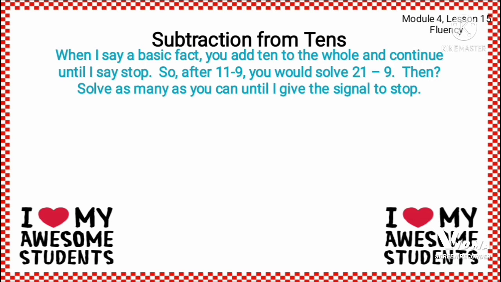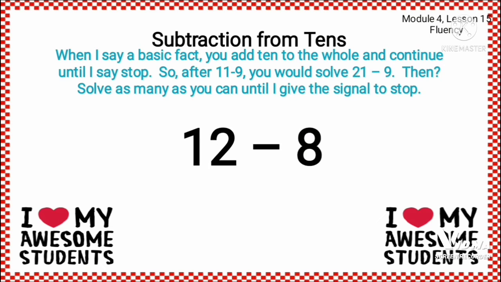For example, 11 minus 9 is 2. You already have 2, so for 10 more, just add 10 to the 2. That will be 12. If it is another 10 more, add another 10. That is 22. You see, it is easy to get. So here is a number. 11 minus 9, 2. 21 minus 9, 12. 31 minus 9, 22. Fantastic.